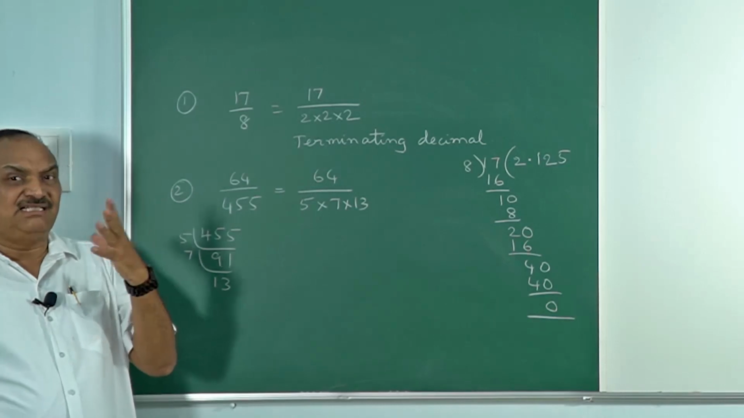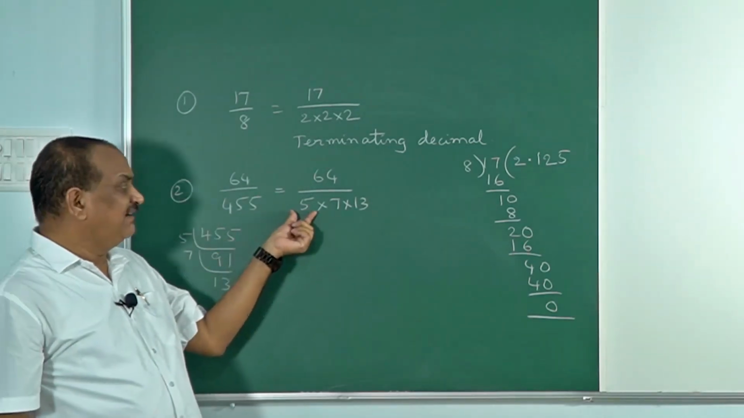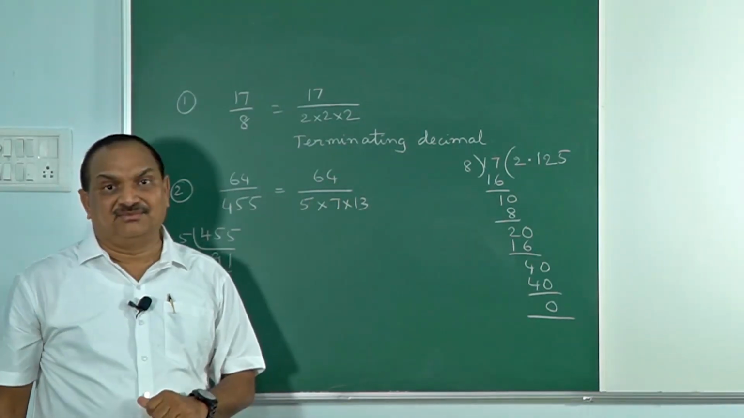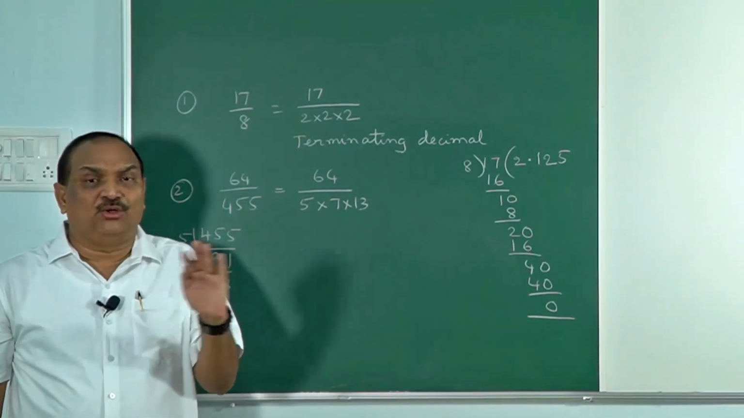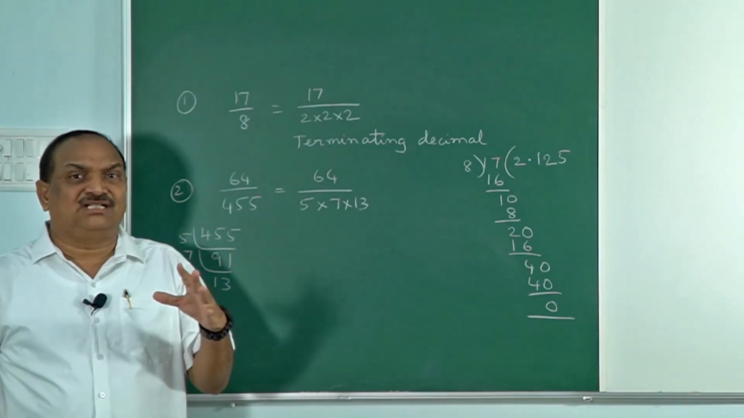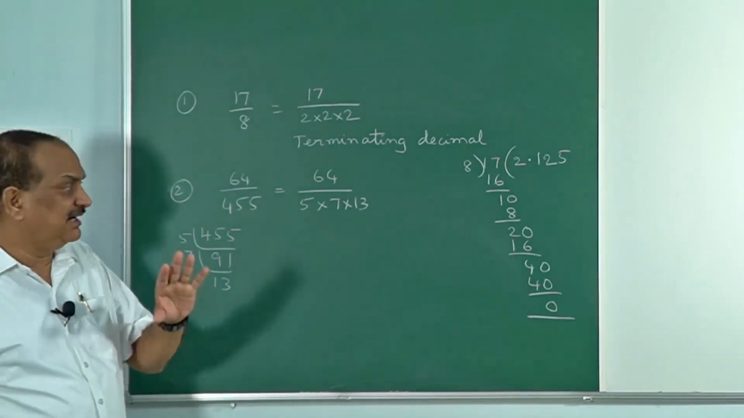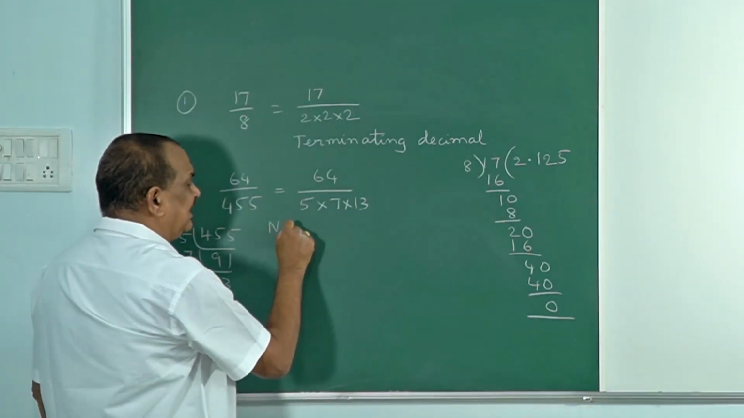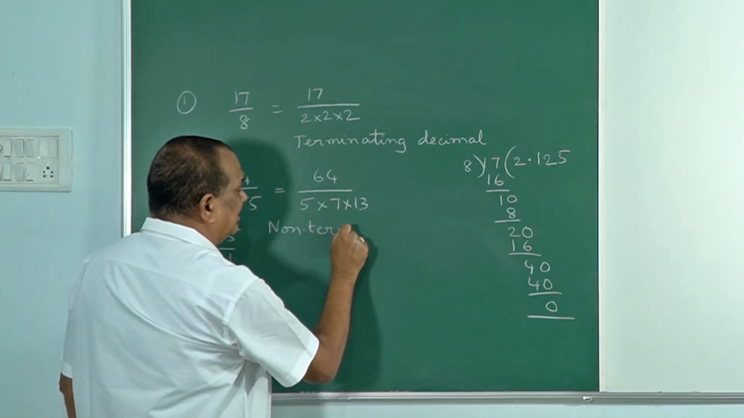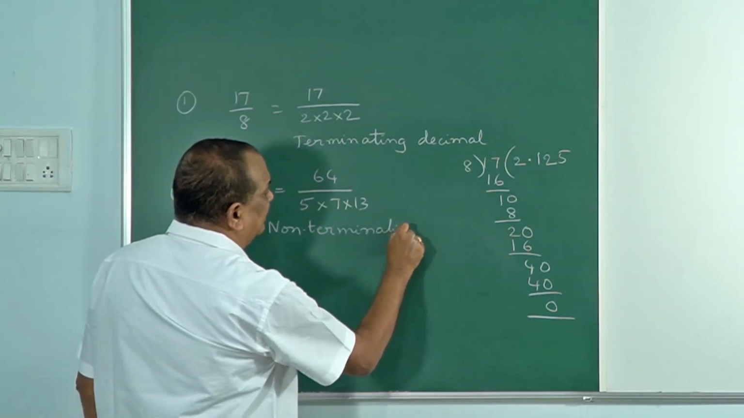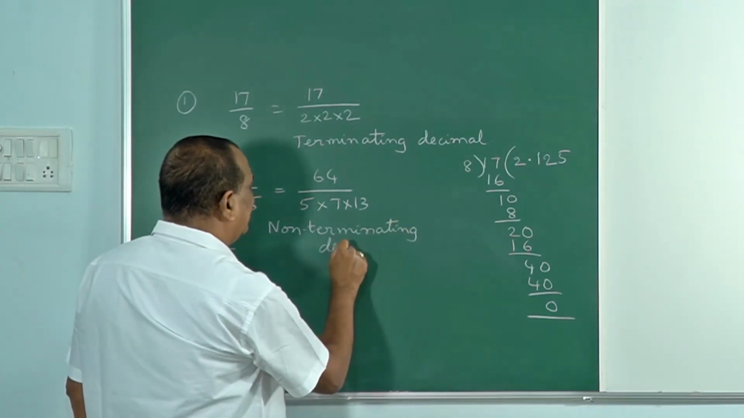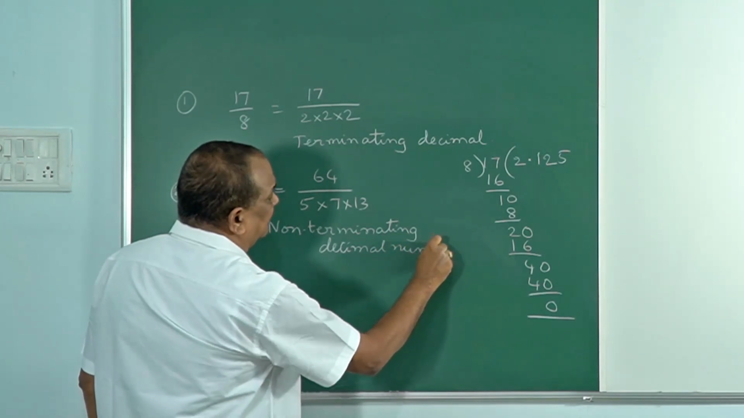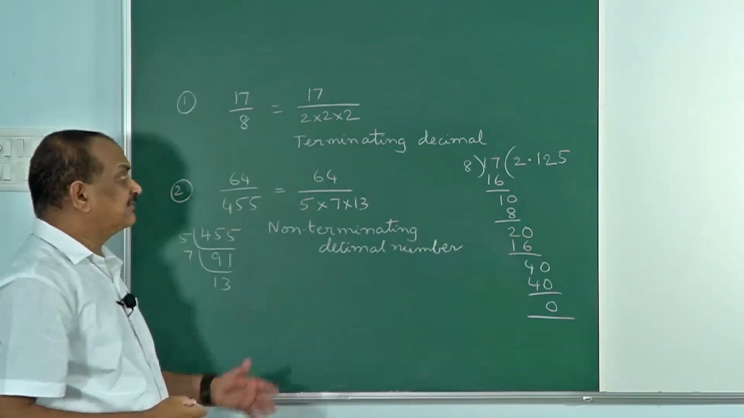My observation is a very, very simple one. I can have 5, no problem. I can have 2's, no problem. But I can't have 7 and 13. If you have any factor other than 2 and 5, your conclusion can be it's a non-terminating one. You never go and get a 0 remainder here. So this is easily a non-terminating one. Non-terminating decimal fraction it is going to give you. Non-terminating decimal number. And understand the logic here.